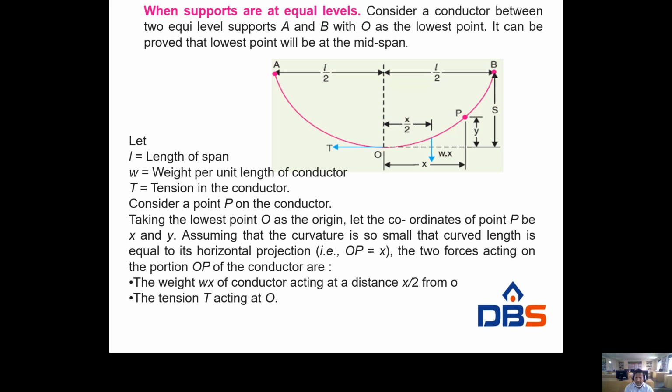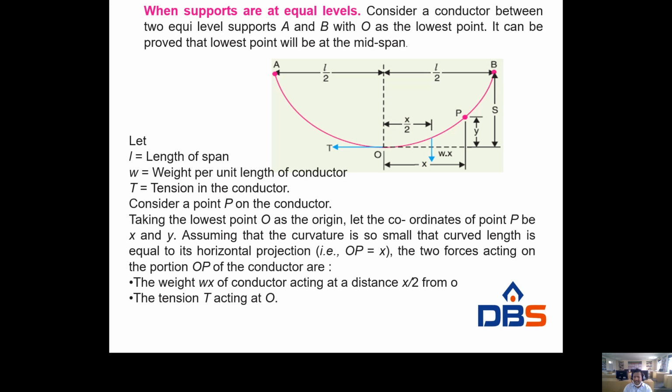Now taking the lowest point O as the origin, let the coordinates of point P be X and Y. X is this coordinate and Y is this coordinate. Assuming that the curvature is very small, the curved length is equal to its horizontal projection. That is, OP is approximately equal to X.